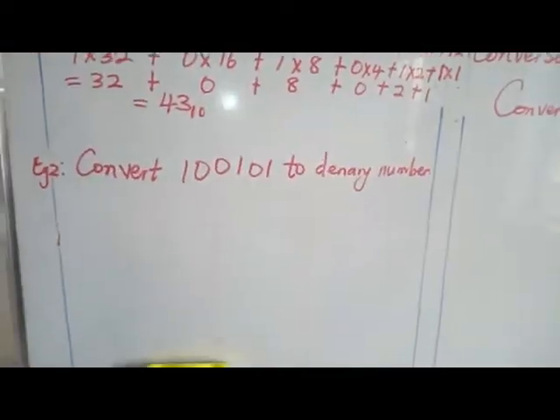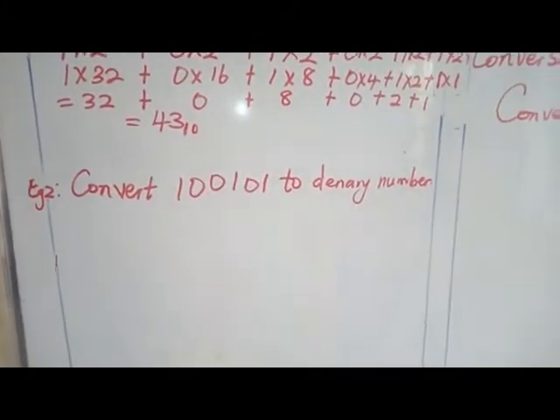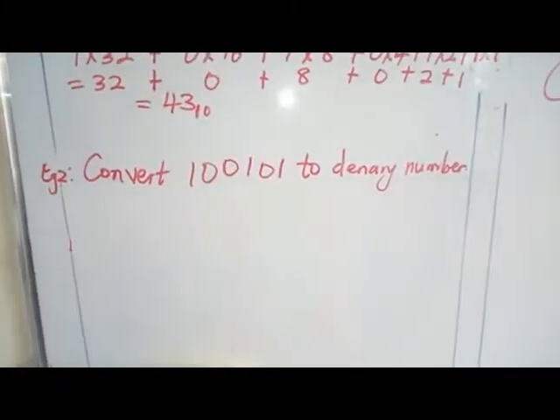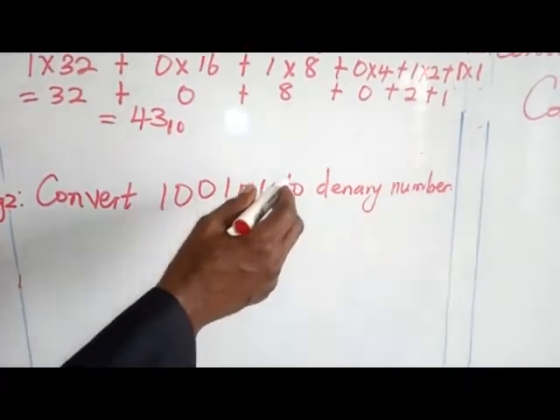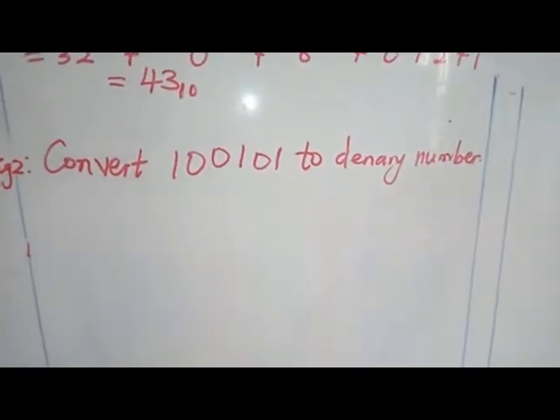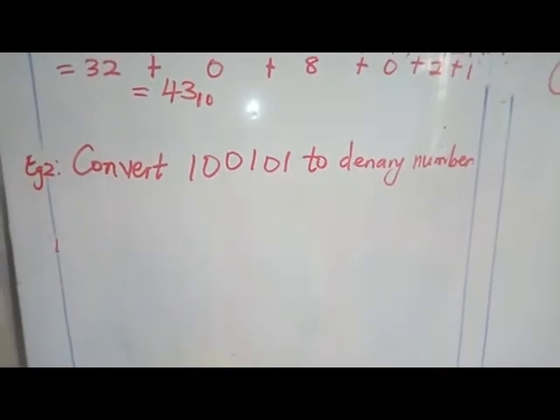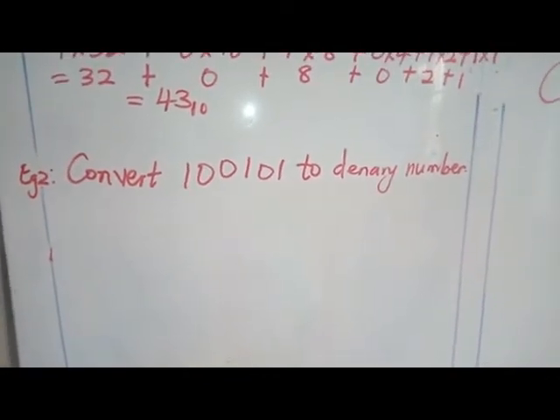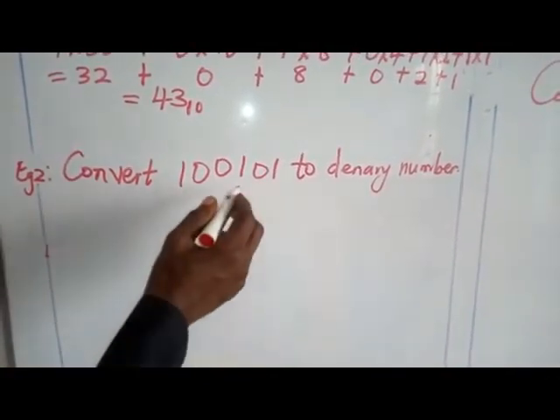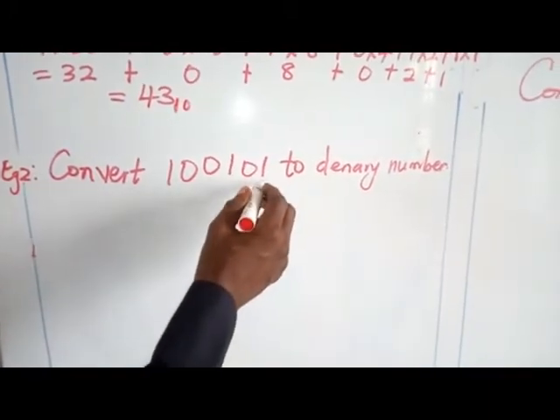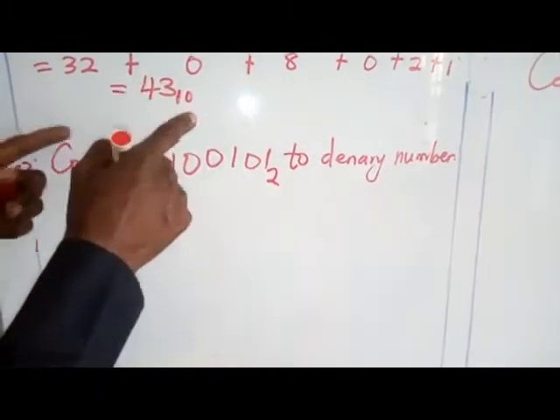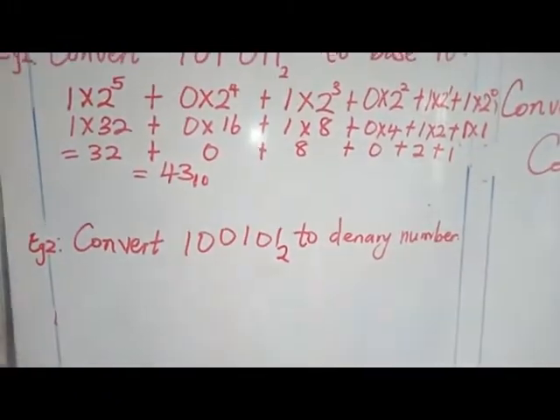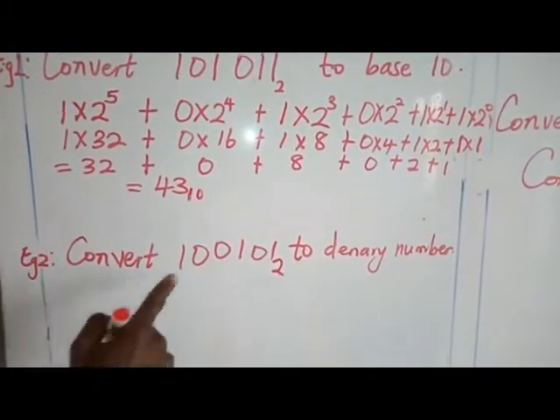Okay, so let's quickly look at example 2. Example 2 says, convert 100101 to a denary number. Remember, I told you that denary is decimal. Denary means base 10. So we're going to convert this. This is already in base 2. We are going to convert it to base 10. So we're going to use the same method we used in the first one to solve this.